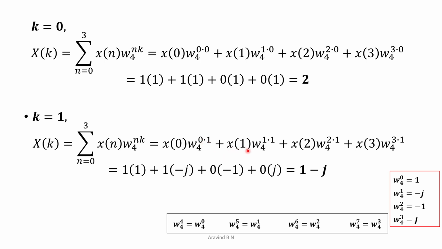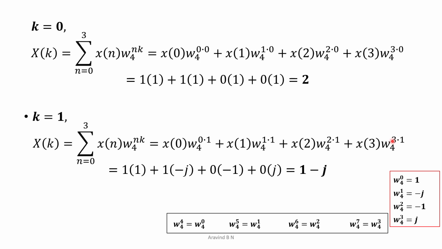Then x of 1 omega 4, n value is equal to 1, k value is equal to 1. x of 2 omega 4, n value is equal to 2, k value is equal to 1. x of 3 omega 4, n value is equal to 3, k value is equal to 1. Now simplifying all this, this will become omega 4 power 0, omega 4 power 1. After simplification, that means multiplication of these two, then this will become omega 4 power 2. This will be omega 4 power 3 we are going to get.